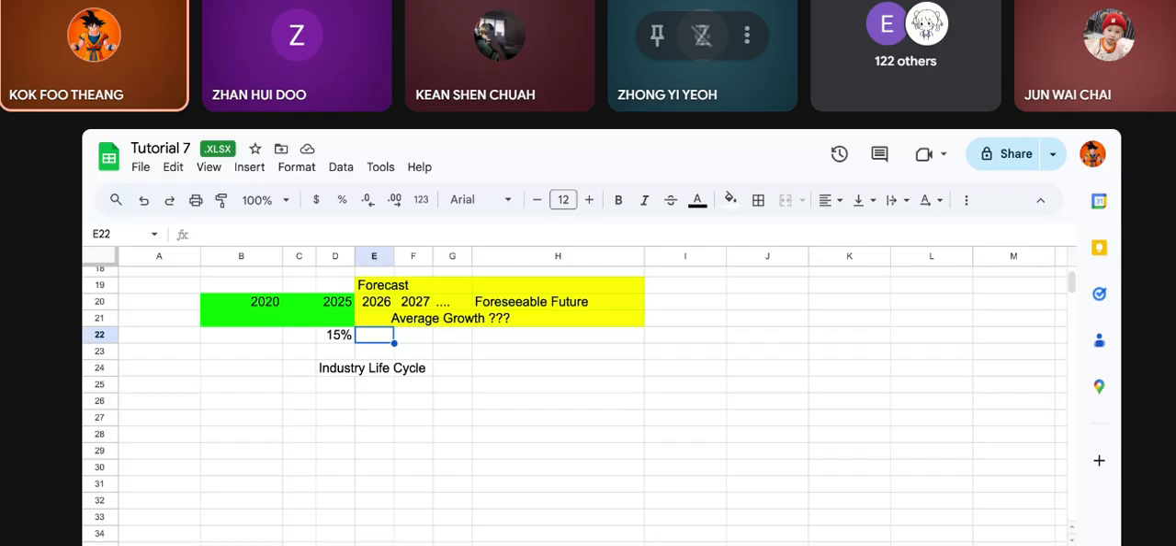For part 2, top-down approach, how can I determine which cycle my industry is in? That one you go and determine. Let's refer back to the industry analysis tutorial questions and the answers. Those things are in that.